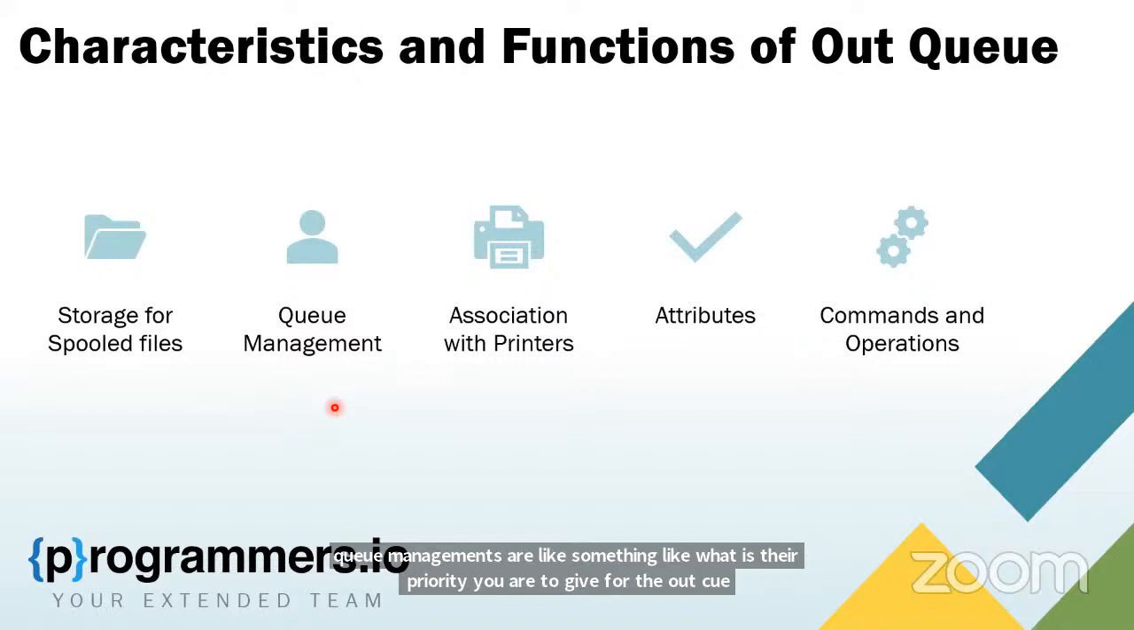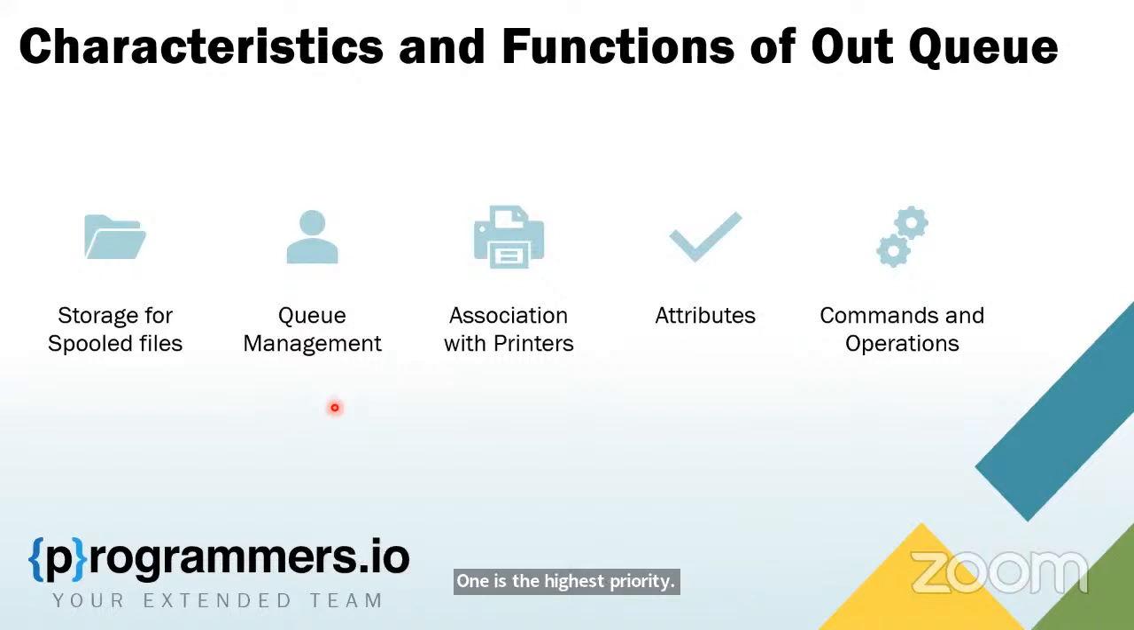For example, you can give priority from 1 to 9. 1 is the highest priority. So if you give one spool file priority 1 and another spool file priority 2, the priority 1 will be moved first to the out queue. Okay.